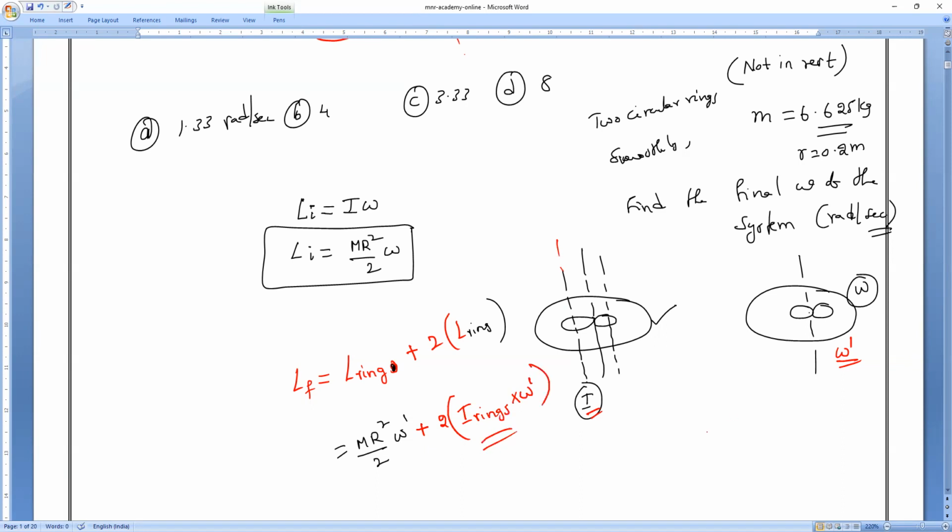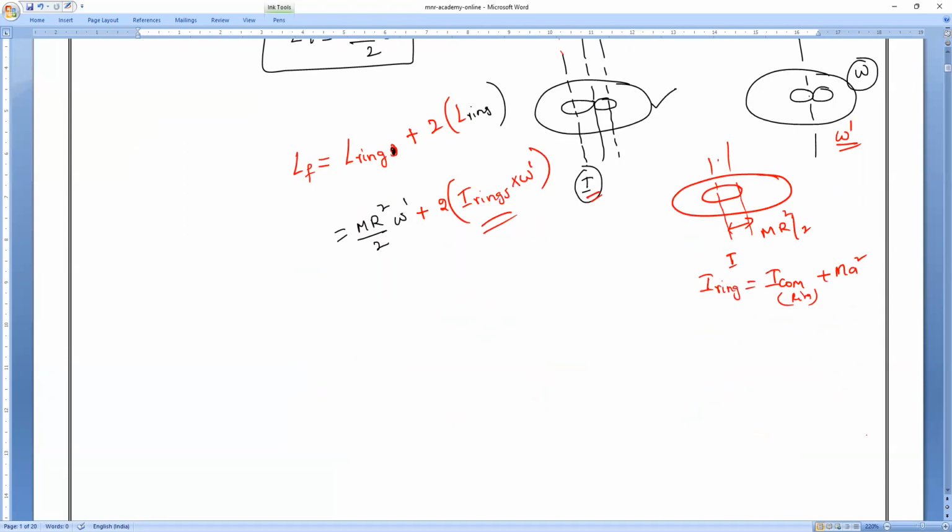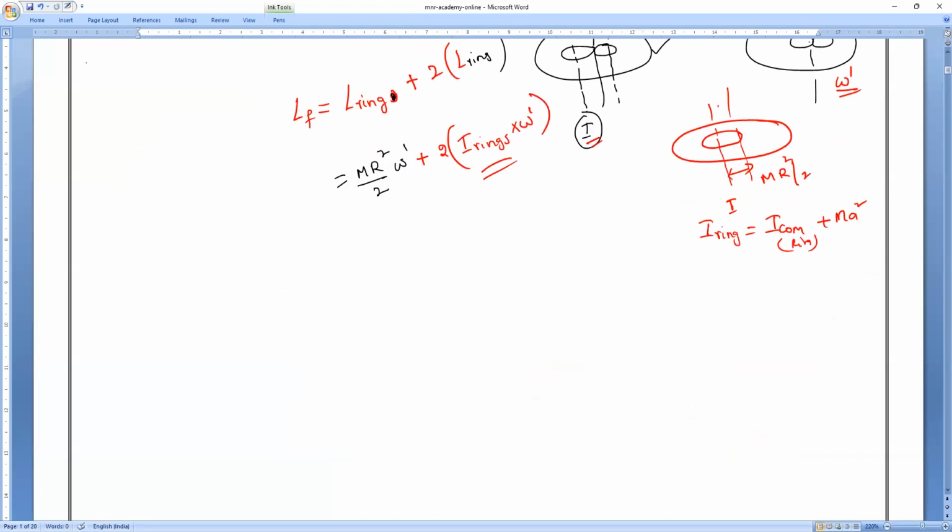So this I of the rings, how to find it? By using the parallel axis theorem. So here is the main ring's center of mass, and this is a smaller ring. Here we have to find the inertia, by using the parallel axis theorem. This is m r square by 2. Now what formula will we use, guys? Anybody can tell me? I of the smaller ring is equal to I at the center of mass of the bigger ring plus m into a square. Will you all agree with me?